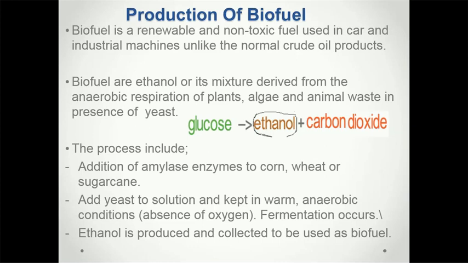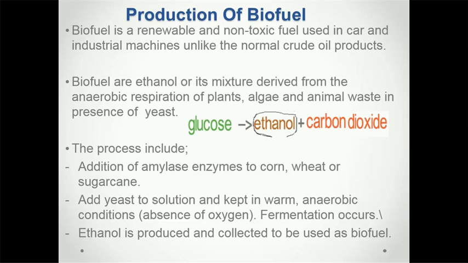Now, biofuel is ethanol or its mixture derived from the anaerobic respiration of plants, algae, and animal waste in the presence of yeast. So when these algae, plants, or animal waste are exposed to an anaerobic process, they can produce ethanol, which is the biofuel.